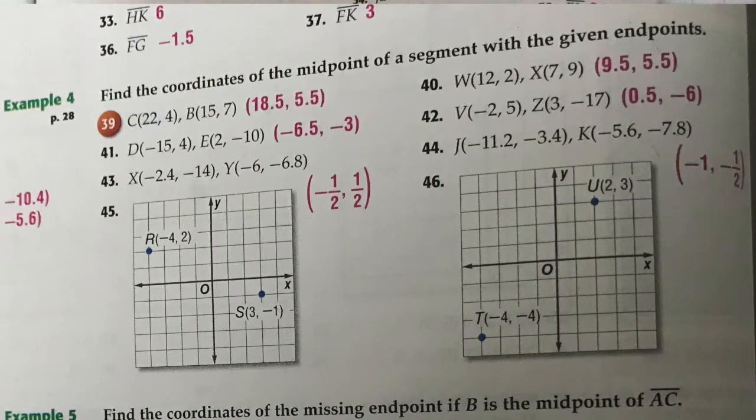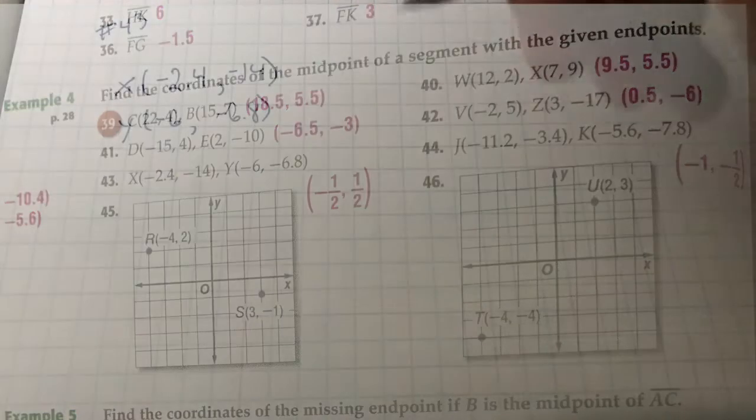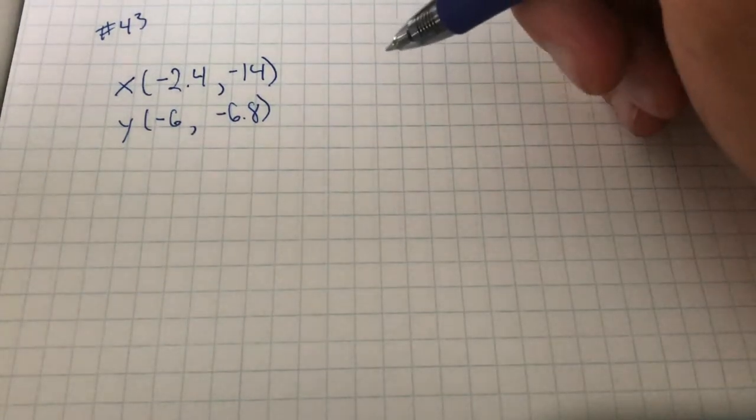It says find the coordinates of the midpoint of a segment with the given endpoints. For 43, the endpoints are negative 2.4, negative 14, and negative 6, negative 6.8. All right, so these are my two coordinates. I just wrote them down. You should write yours down.